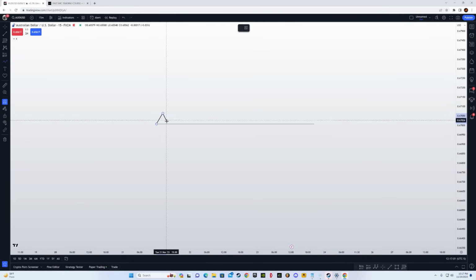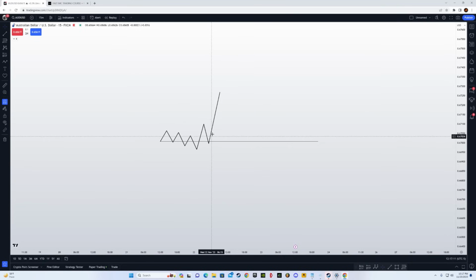Okay, so let's remove this for now. And we will see price consolidate for some time. Then we will have a market structure shift, and then we will have a manipulation, which, as I said before, is going to be a wick, right? We will see a manipulation move. Now, the goal here is to measure the manipulation. We need to know where the manipulation is going to end.